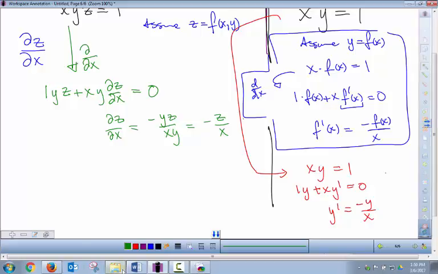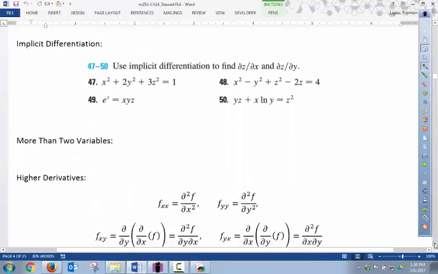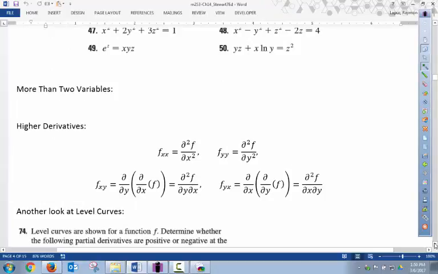All right, so I think that's it for today. Implicit differentiation. So this particular section has a few more things to discuss, some higher order derivatives, and then taking a look at the relationship between derivatives and level curves. So we'll do that next time.